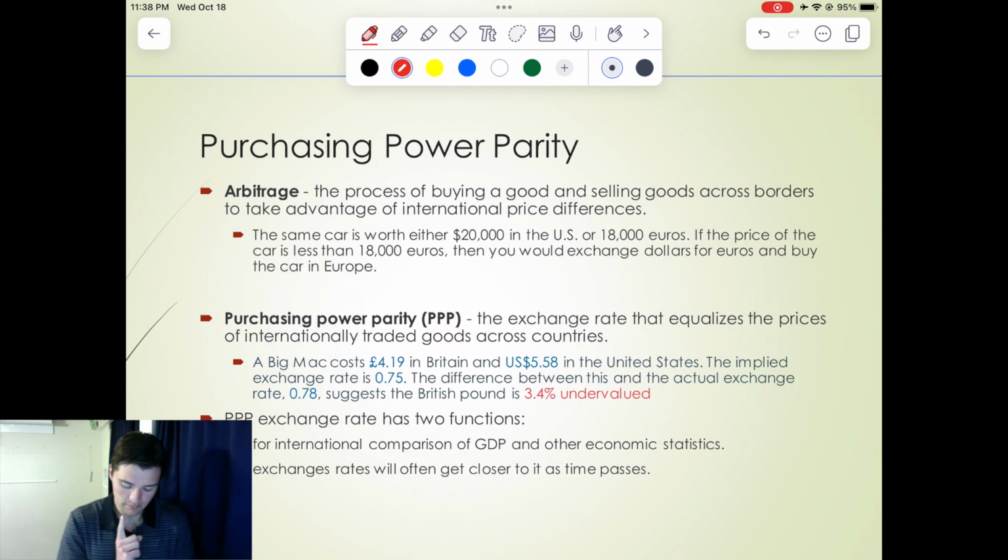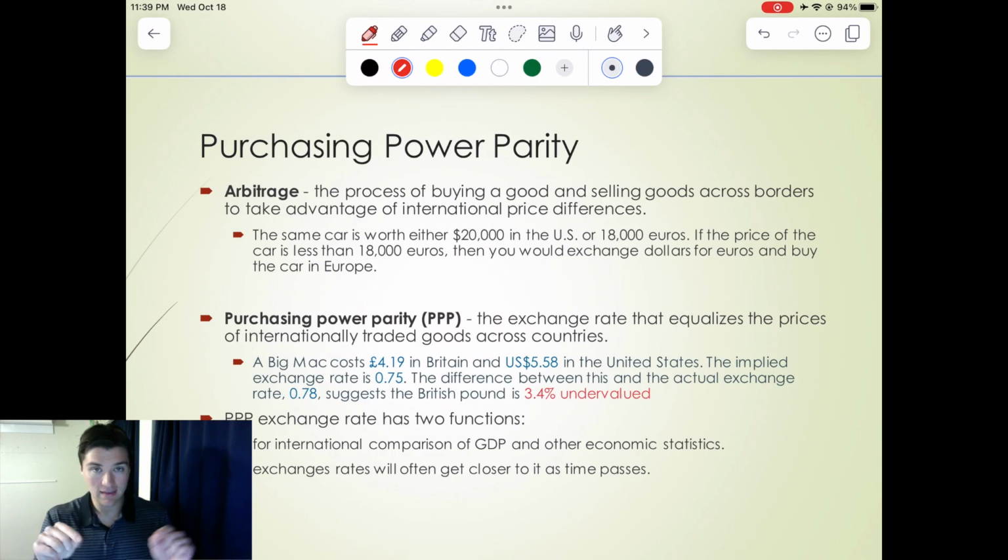So for example, there is the Big Mac purchasing power parity, because the Big Mac is pretty much the same everywhere, right? So we kind of have an idea of the cost of that. It's the same good. We can look at the cost changes there, and we can also look at the change in the exchange rate. The Big Mac index is actually pretty fun. But anyways, the Big Mac costs 4.19 pounds in Britain, and it costs 5.58 in the US.